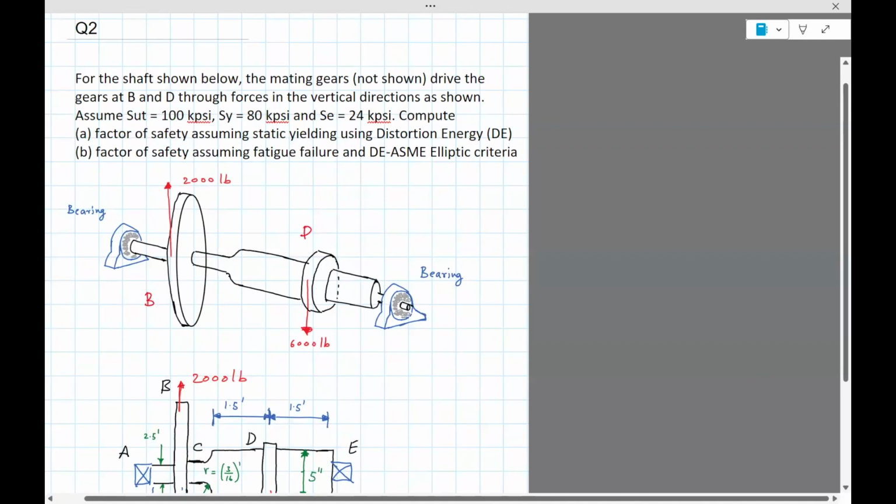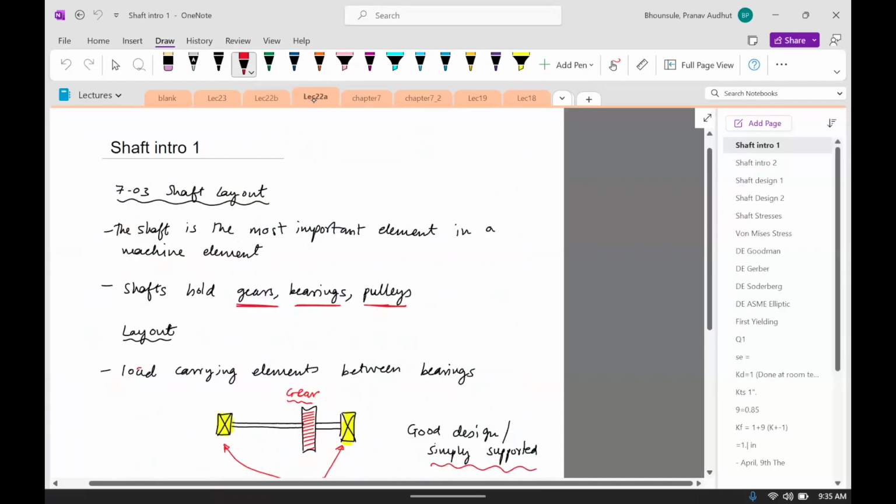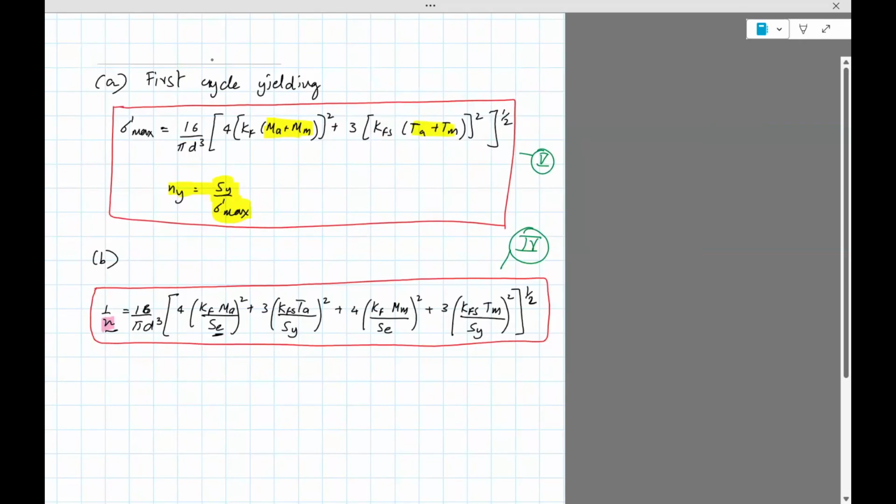Now, what we can do is think of this in reverse. Let's see what the formula for factor of safety is based on the static yielding and fatigue failure criterion, and then figure out what we need in order to solve for those factors of safety, and then work our way backwards. So I'm going to pull up the factor of safety from the formulas we talked about last time. ASME elliptic.